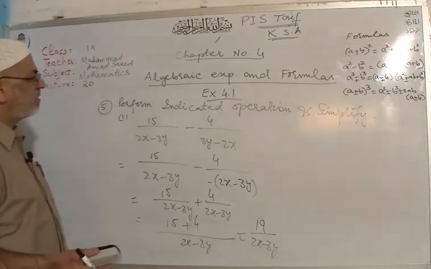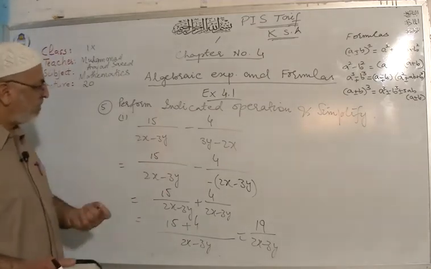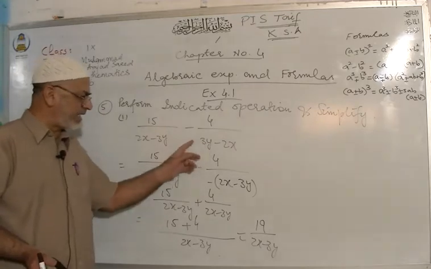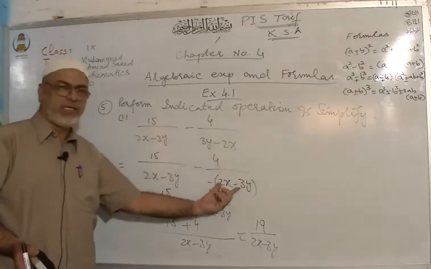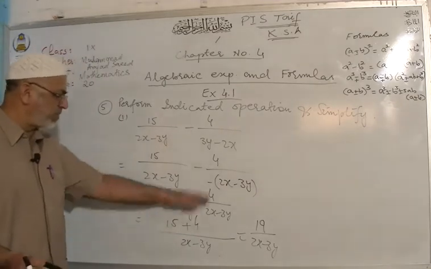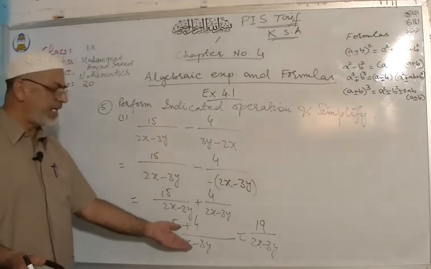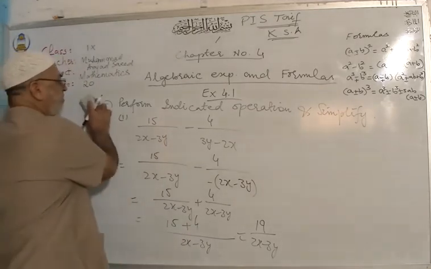I hope that you understand this step. One point is important, that you will take the negative common so that the internal sign will change, and then it will be easy for you to simplify and take one out of these two. Take any one as the LCM and then simplify.